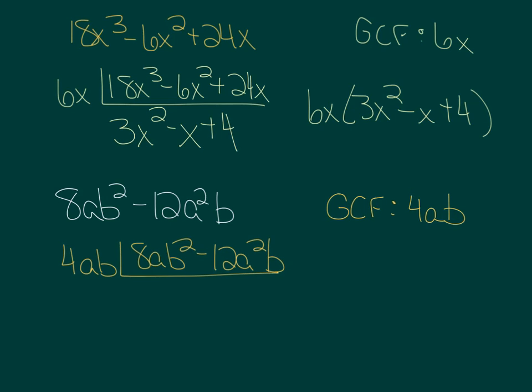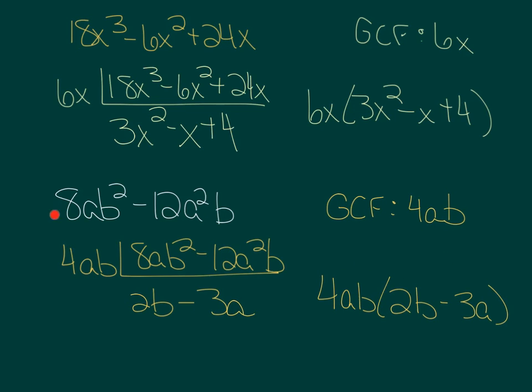I'm going to divide 4 into 8, goes 2. These two a's would cancel, and b into b squared would leave me with a b. Remember, when you're dividing powers with the same base, you subtract the exponents. 4 into 12, I'm going to have a minus 3. a into a squared is a, and my b's would cancel. So I end up with 4ab times 2b minus 3a. Always check, re-multiply, you should get what you started with.